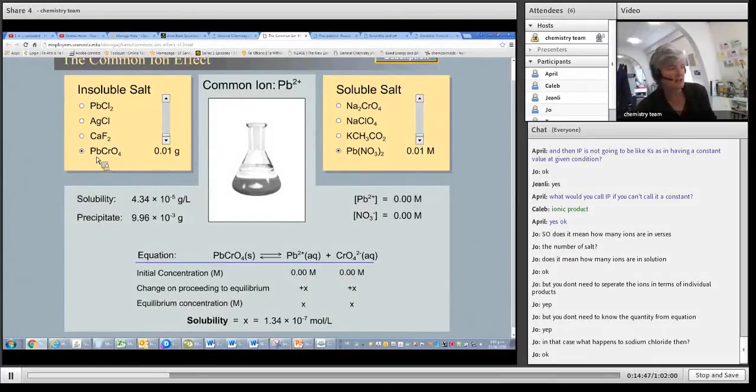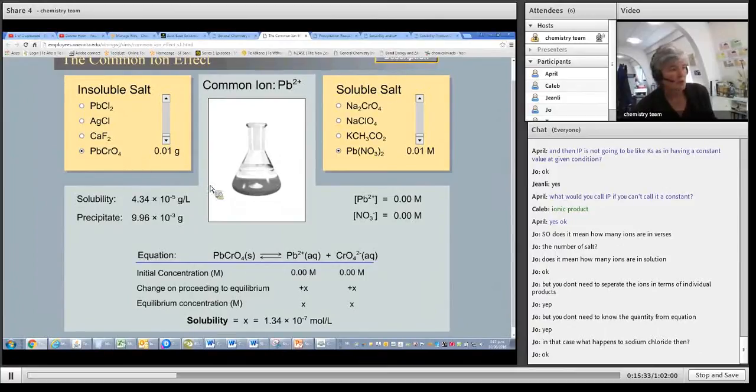So here they've taken lead chromate, and I dissolve that amount into a solution also containing lead. So I'm dissolving it in a 0.01 moles per liter solution of lead nitrate. So the lead is in solution, the nitrate's in solution, but now I'm adding some solid lead chromate. How much of the lead chromate is going to dissolve? If we were trying to dissolve it in pure water, then it's just dead easy. We just say Ks is equal to S squared and solve for S.